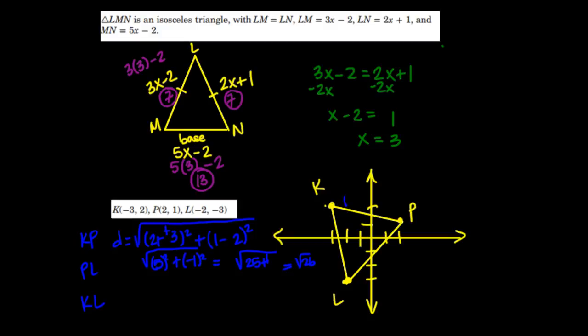Now, it's up to you if you want to put that on your calculator. You definitely don't have to. You can leave it just like that. Square root of 26. So then I would go through that for PL and KL, and then I would compare the side lengths. If I get 3 different answers, then I know this triangle is scalene. If I get 2 answers that are the same, then I know that this is isosceles. If all 3 are the same, then I know that it's equilateral.